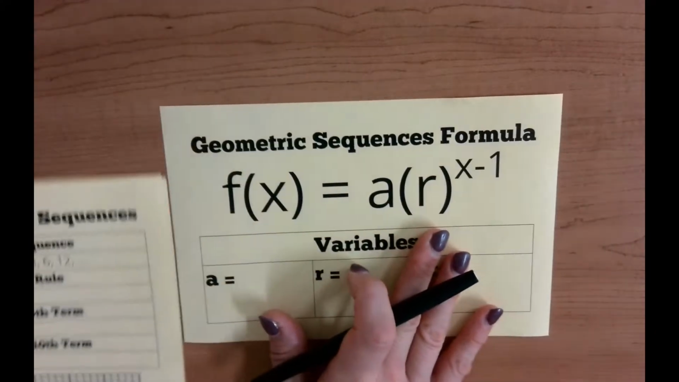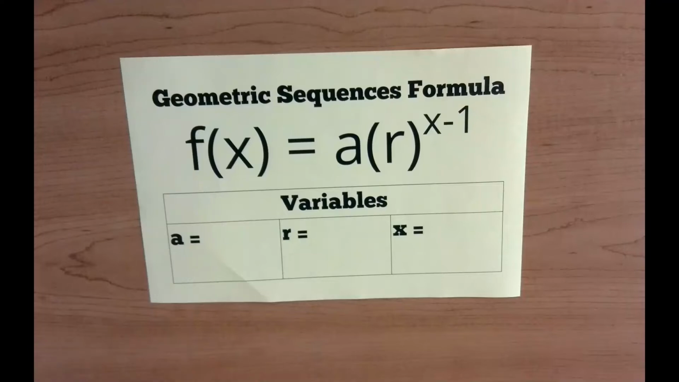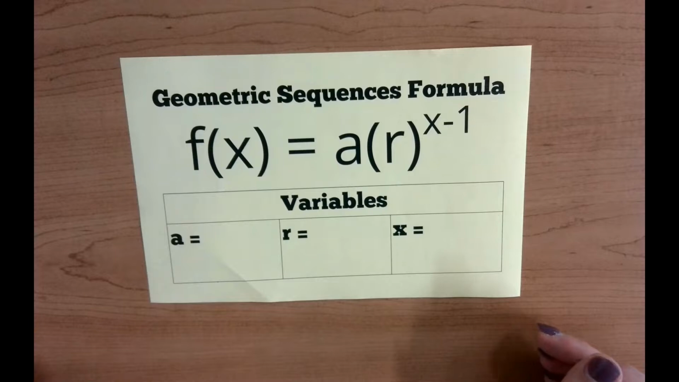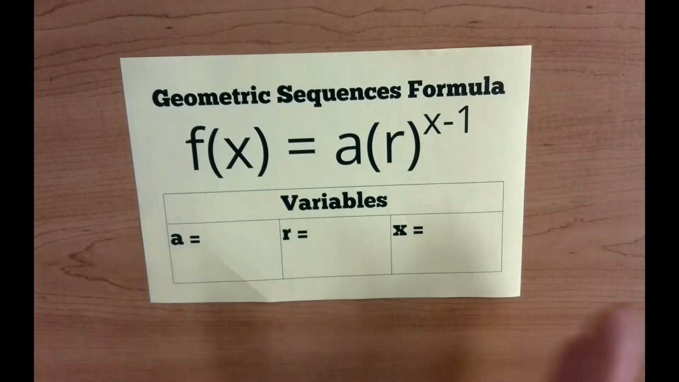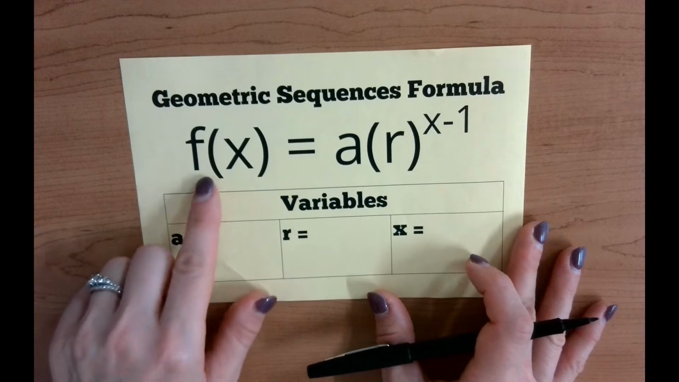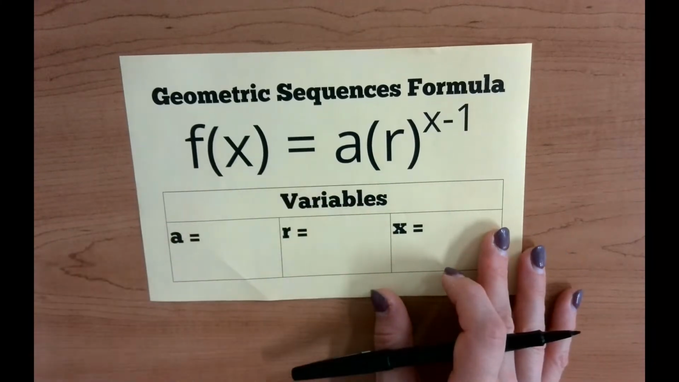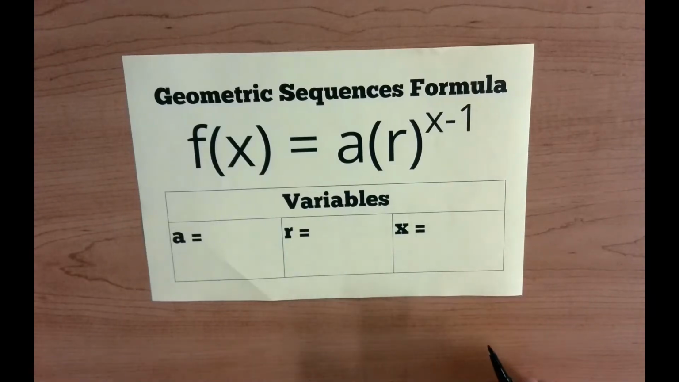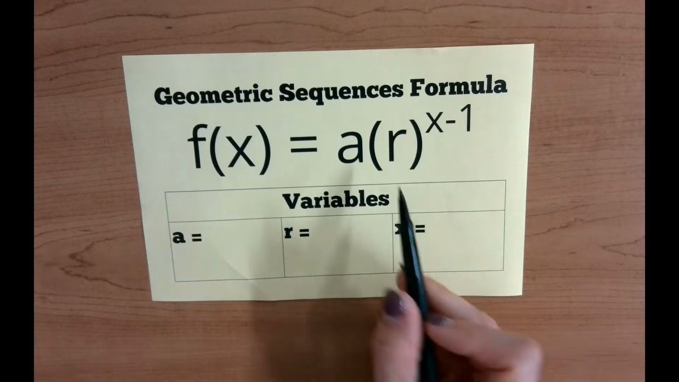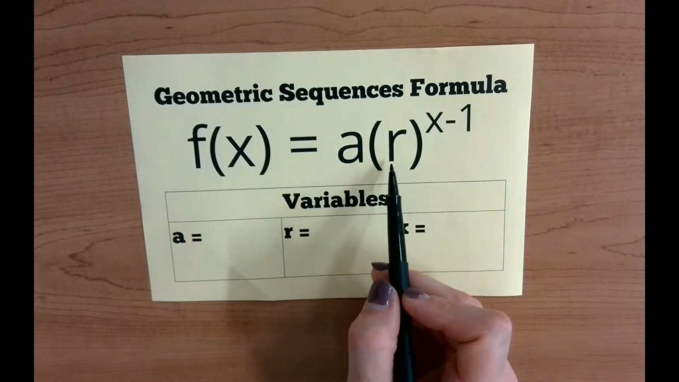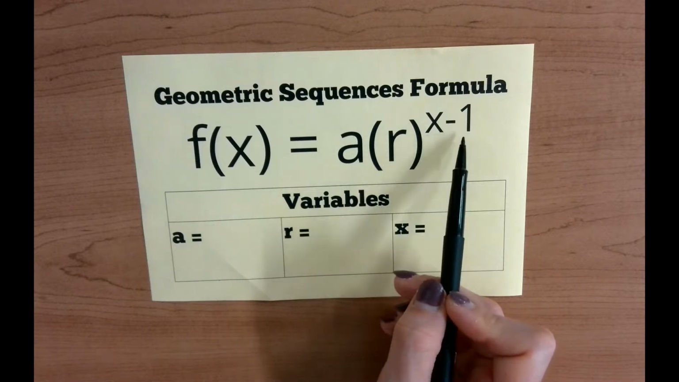So the first one I'm going to do is the geometric sequences formula. We've talked about arithmetic sequences in the past, and this is a similar type of formula. This is in function notation. So we have f of x equals a, which in the past I represented as a sub 1 with the explicit formula, but this is another way to represent it. So a is the same as a sub 1 times r, which is our common ratio, to the x minus 1 power.